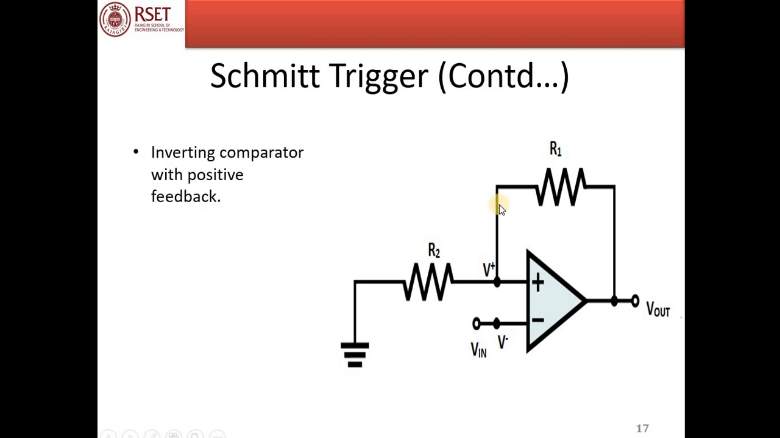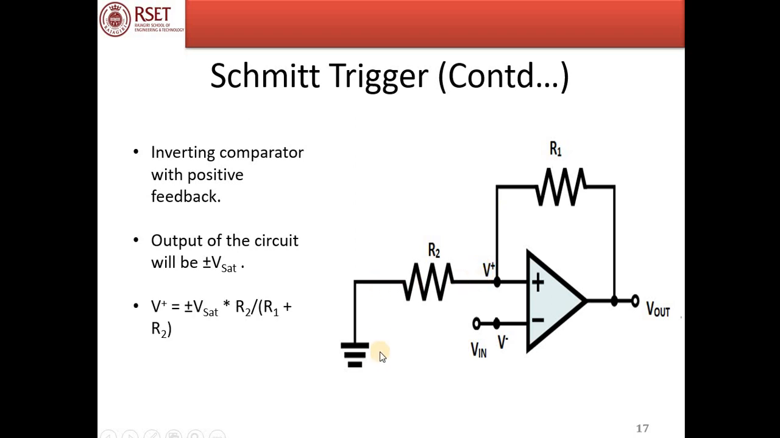So, as I said, this Schmitt trigger is an inverting comparator. We saw from the previous slide that the output of a circuit with positive feedback is either plus Vsat or minus Vsat. And what is the value of V plus? This is a potential divider. So we can see that V plus is equal to V output into R2 by R1 plus R2. V output is either plus Vsat or minus Vsat. So we can write V plus is equal to plus or minus Vsat into R2 by R1 plus R2. This is a potential divider.